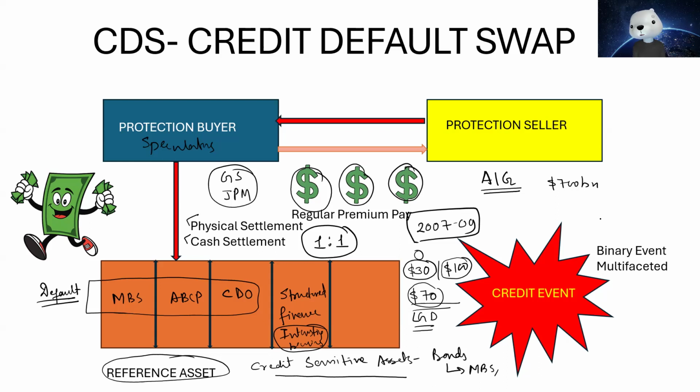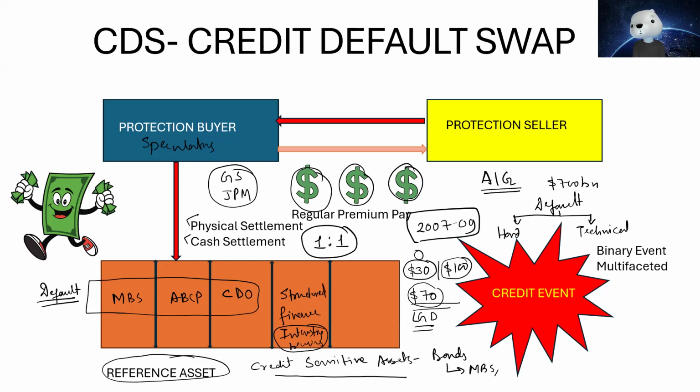Now let's talk about the default position for a while. The default could either be a binary event or multifaceted. What does that mean? As you may understand, in our parlance of risk management, we define default into two categories. One is the hard default, and another is the technical default. The hard default would mean the issuer or the issue is now simply incapable of meeting the contractual obligation of paying coupon or even the face value.